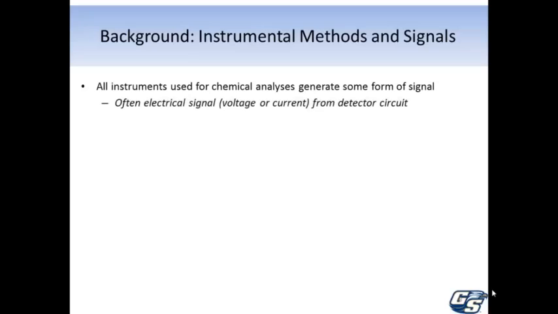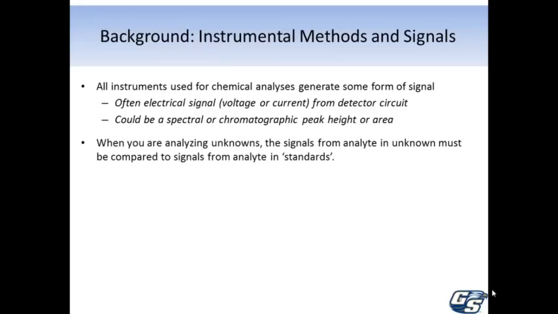Instrumental methods of analysis require calibration, and they have signals that usually can't simply be related to the analyte concentration or the analyte amount by an equation. So the signals are often something electrical, like the voltage or current from a detector's circuit. The signal, the information that you're using, could be the height or the area of a peak in a chromatogram or a spectrum. The signal from the analyte in the unknown must be compared to signal from the analyte in standards. That's where it's different from the classical analyses.